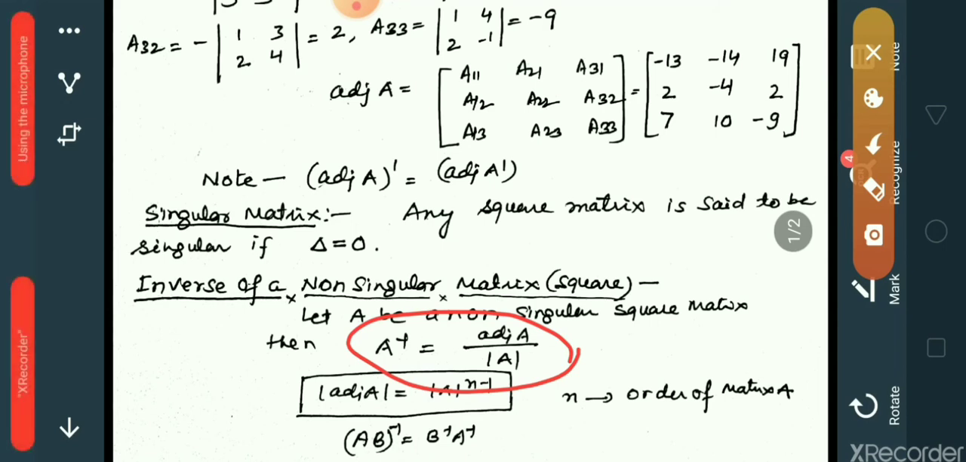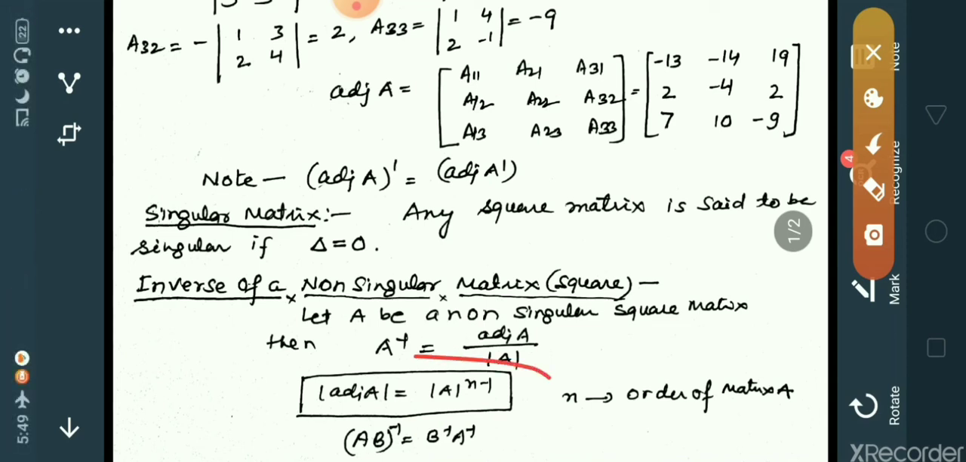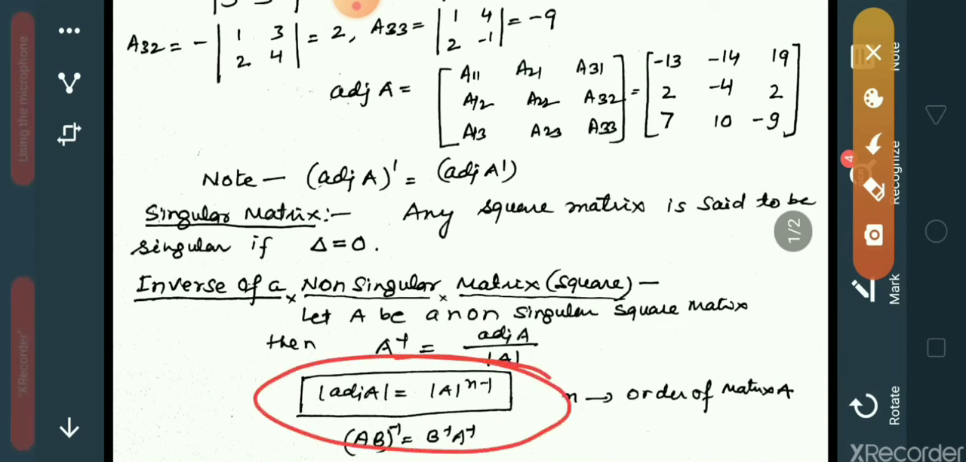This is the formula for finding the inverse of a non-singular matrix. Now here, children, you can see a formula is written. The determinant of adjoint of A is equal to determinant of A raised to the power n minus 1. Here n denotes the order of the matrix. Another formula is given here.